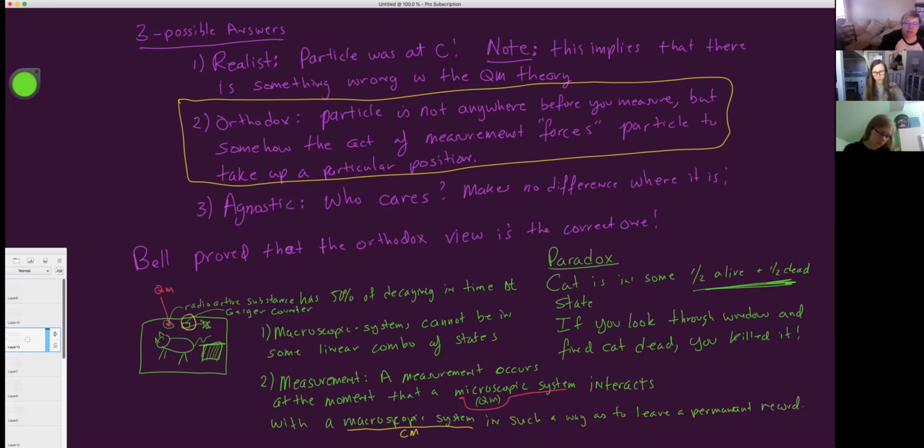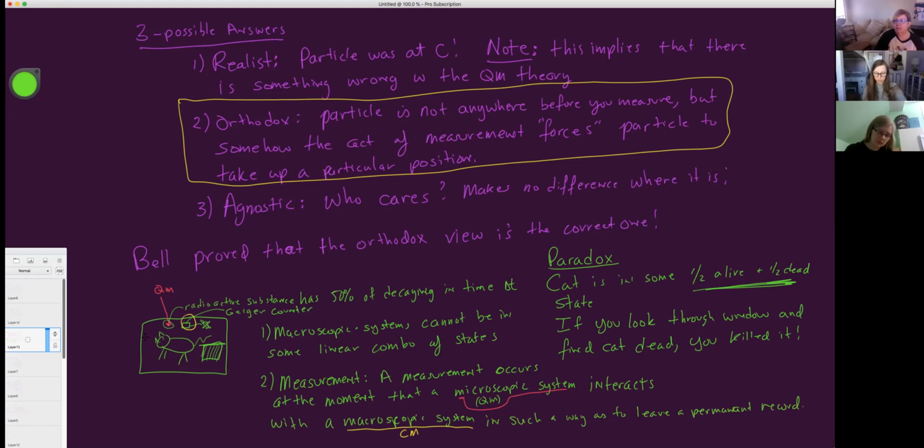So if we look at the system here, we have the quantum mechanical system, which is the atom. If it decays, the Geiger counter registers that. The Geiger counter is a macroscopic system, and the measurement occurs. So the measurement is not you looking through the blinds and killing the cat. The measurement occurs between the Geiger counter and the atom. So the cat is never in any superposition of states. The atom itself is in a superposition of decayed or didn't decay, after an hour.